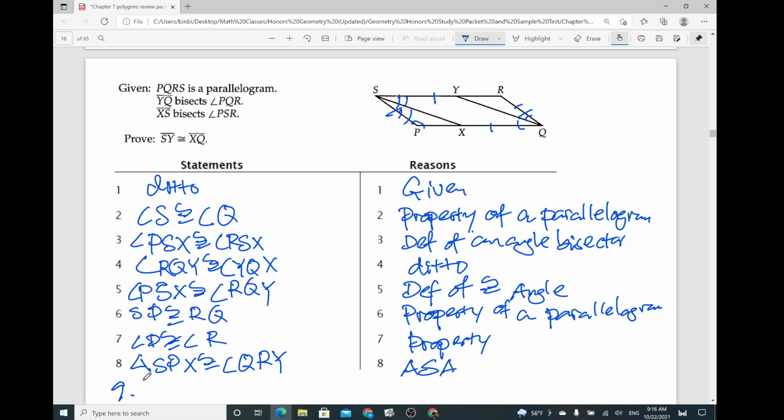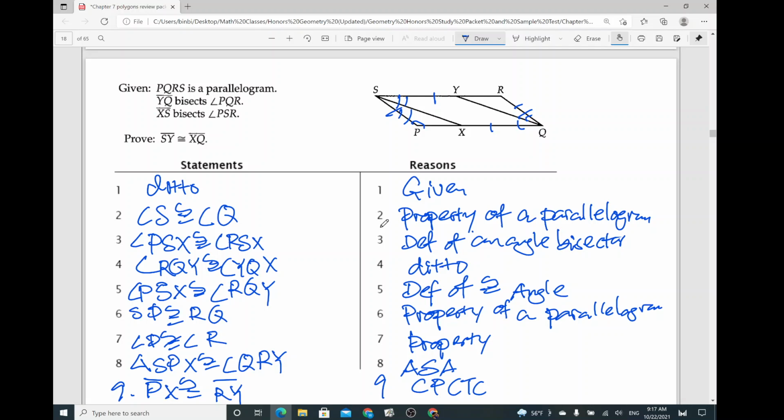For number 9, you want to state that PX is congruent to RY, by CPCTC. And then finally, since we proved that those two line segments are congruent, we can use the segment subtraction postulate to prove that SY is congruent to XQ.